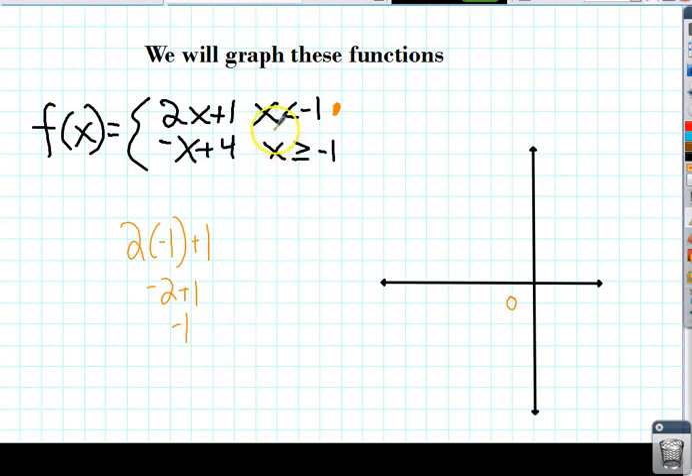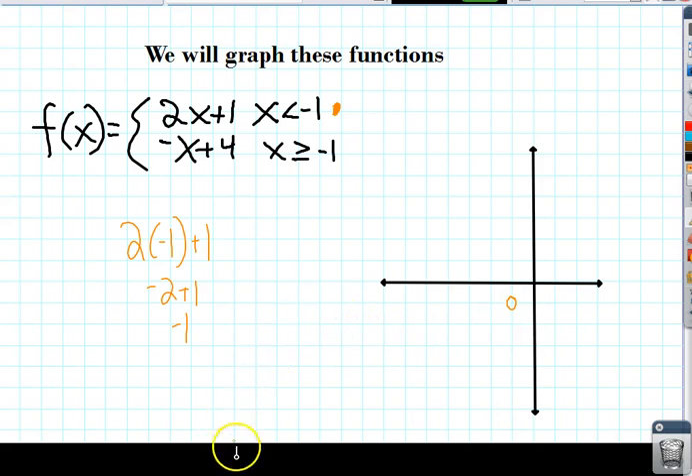Now, my constraint told me that I am only allowed to use this 2x plus 1 for x's less than negative 1. So where x is less than negative 1? To the right or to the left? To the left! Thank you, imaginary voice in my head. If you think about it logically when we graph linear inequalities, remember the arrow points to the left, my graph will be going to the left.